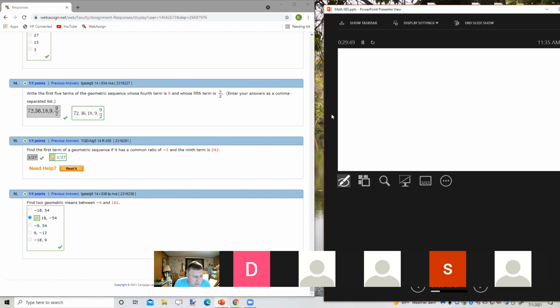Find the first term of a geometric sequence if it has a common ratio of -3 and the ninth term is 243. Ah, yes. I wondered when this was going to come up. Because now we're working backwards. They don't give us the first term. So what do we got? We've got the geometric sequence formula. A sub n equals a sub 1 r to the n minus 1 power.